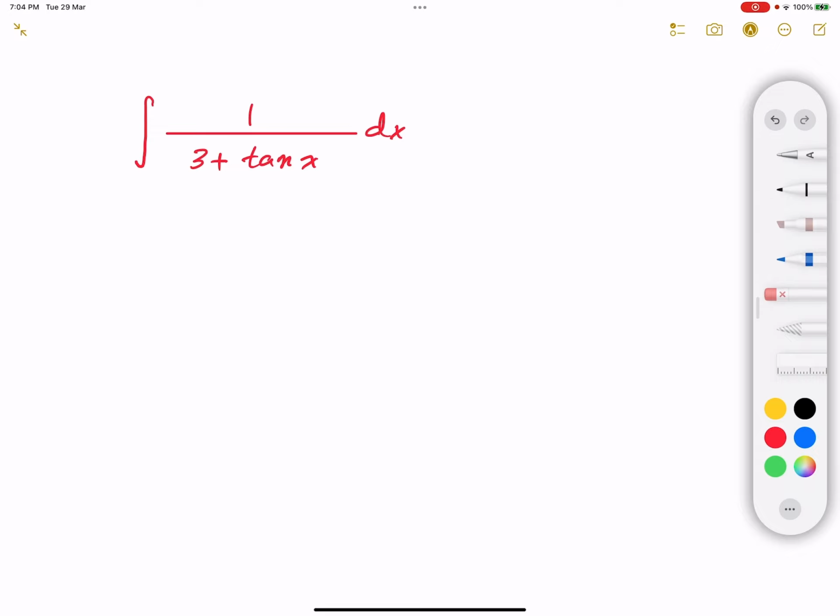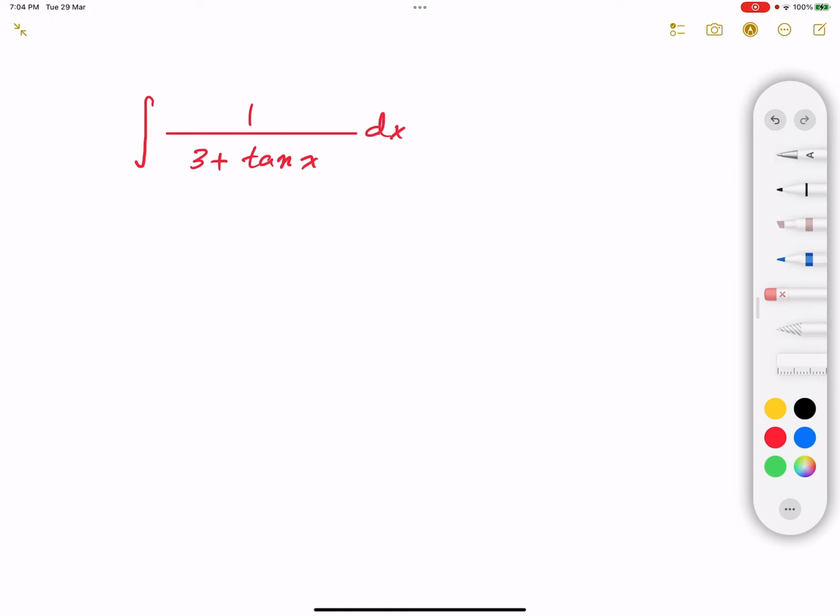So the integral is 1 over 3 plus the tangent of x dx. There are many ways actually to solve for this integral, but one of the easiest ways is to rewrite the tangent of x as sine over cosine, and then we can go ahead and multiply the numerator and the denominator by a cosine. So that's what we're going to do here.